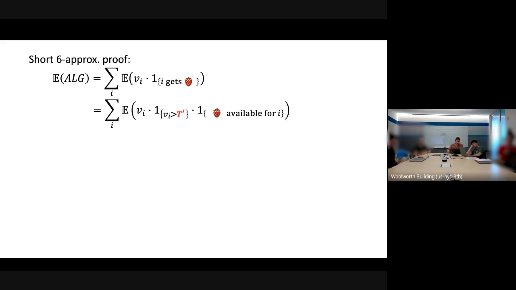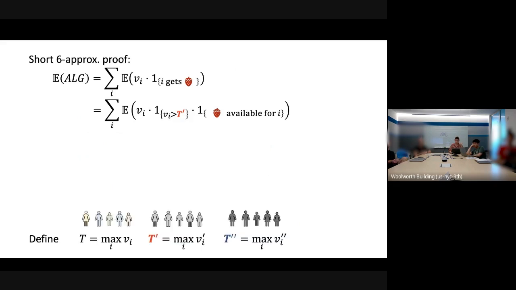Now, the indicator that agent i gets the item, because of how I defined the algorithm with this threshold, is equivalent to two conditions: 1, that the agent has a value above the threshold, and 2, that the item is available when the agent arrives, right? These are the two conditions equivalent to agent i getting the item. Now, T prime was the threshold, and let me introduce another sample of the threshold, an IID copy of this maximum.